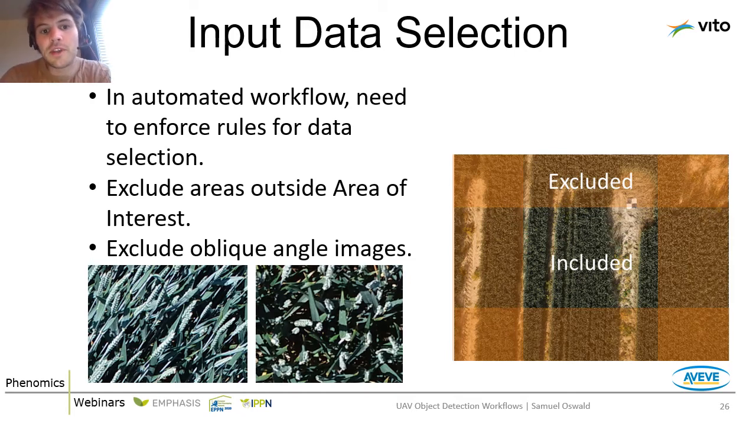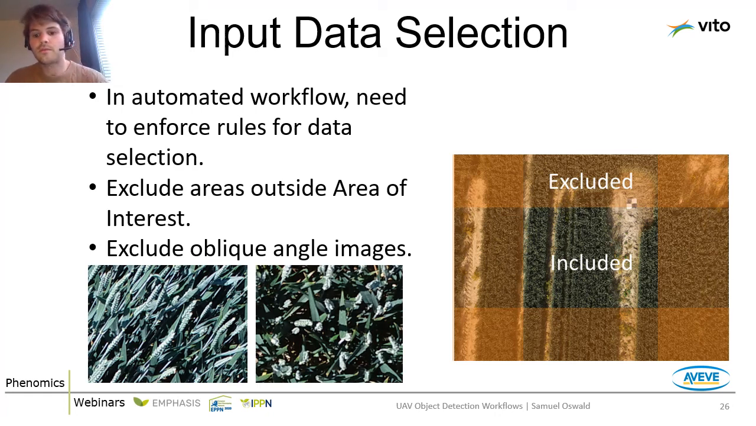So for the input data, this is the first step in the automated workflow. There needs to be rules to enforce data selection. As I mentioned earlier, in some cases people might use data all the way to the edge of a UAV image, or in other places where it's not wanted. If you're, say, deriving your data set from an orthomosaic, you might be accidentally including too much data which is not actually part of the trial or on the field.